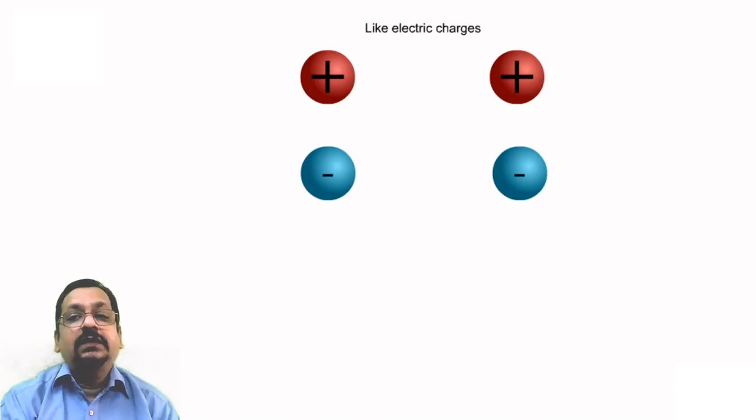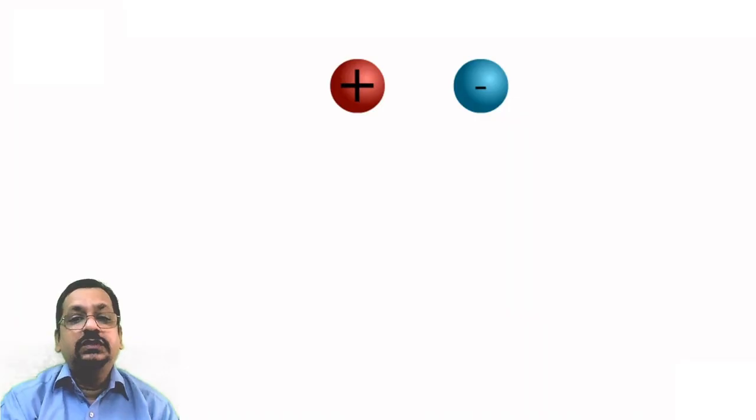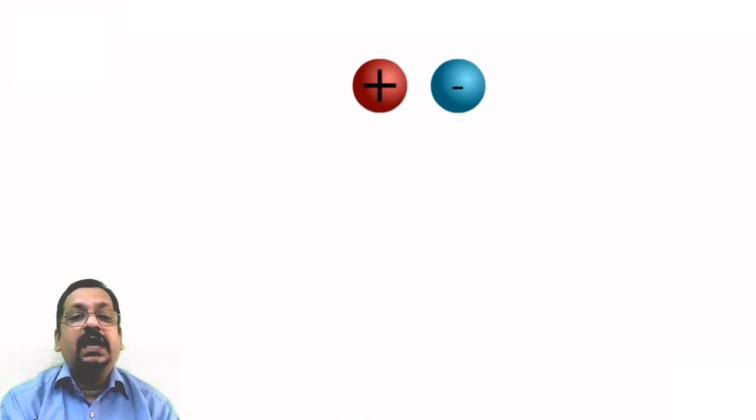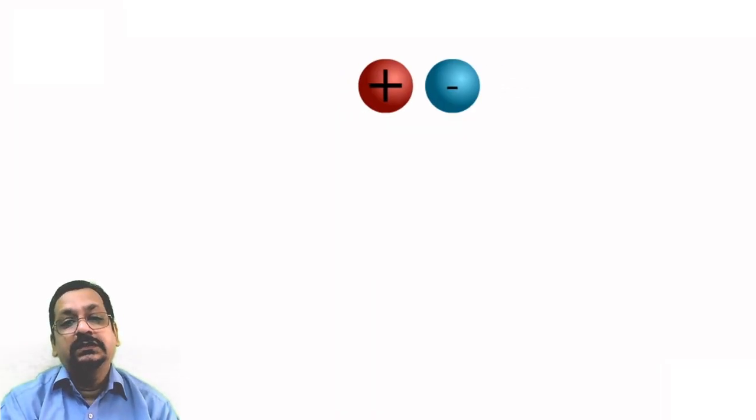Now instead of like charges, if we have taken unlike charges. So here we have taken unlike electric charges. What is the meaning of unlike? Unlike meaning the charges are of different nature. So one is positive and the other one is negative. Now if we bring such unlike charges closer to each other, what you will find? You will find that they are getting attracted towards each other. So they are coming closer.